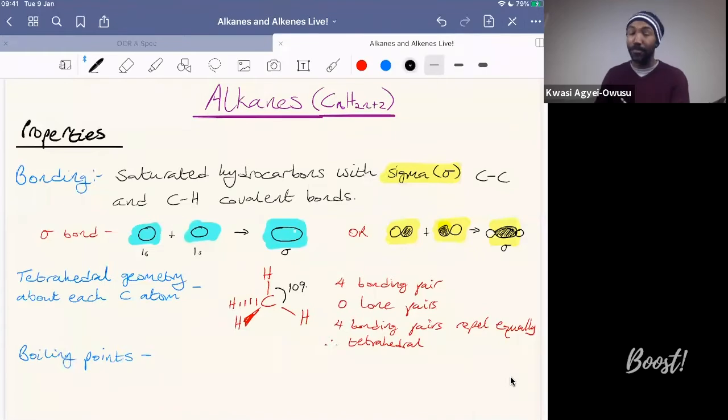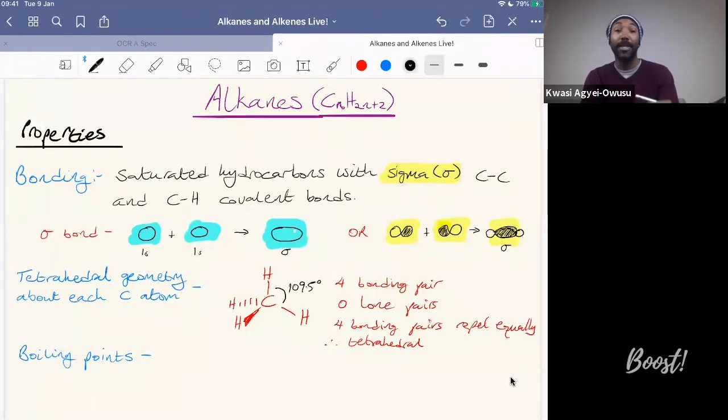109.5 degrees. Okay, and that's true for all of the hydrogen, carbon, hydrogen bond angles you'll find in methane or in any alkane for that matter. If you pick any carbon in an alkane and you look at the bond angle it forms to the hydrogens it's bonded to, it's going to be 109.5 degrees.